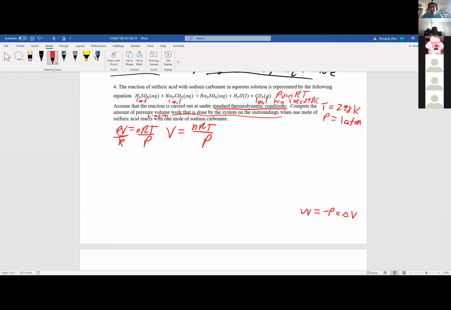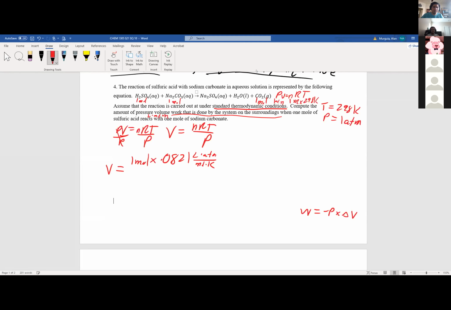Now that we've isolated the value we're looking for, let's plug in the values that we know. V is equal to 1 mole times our gas constant. Who remembers what that gas constant is? Exactly, 0.0821. And remember, it's liter atmospheres per mole Kelvin.